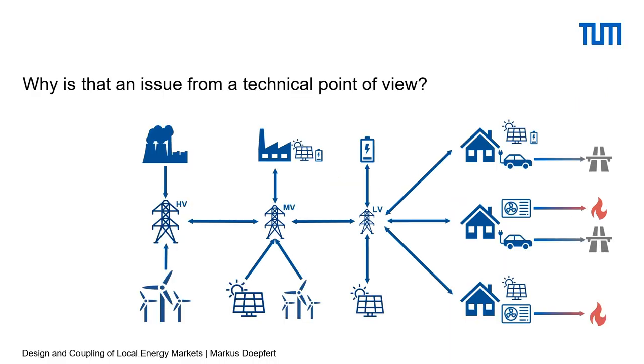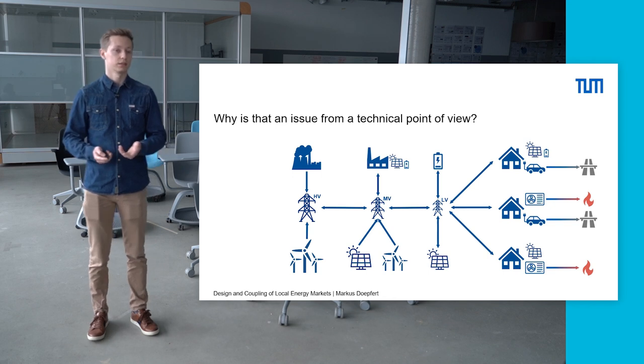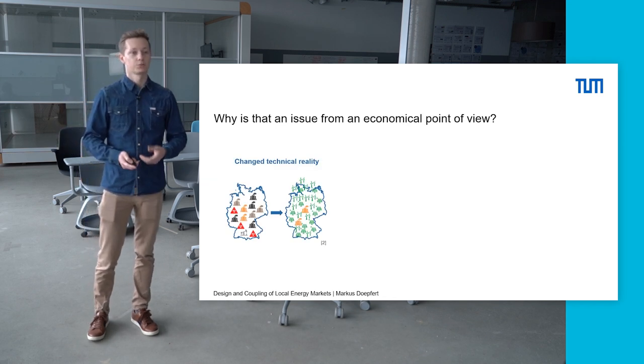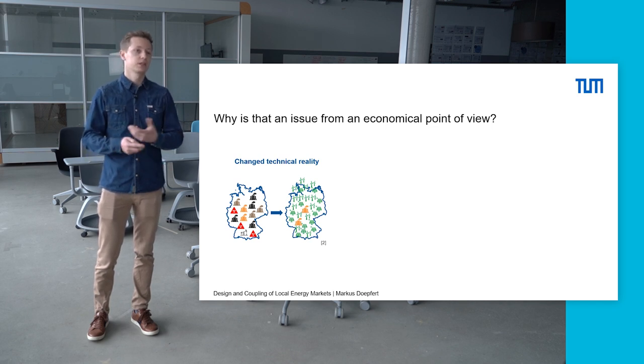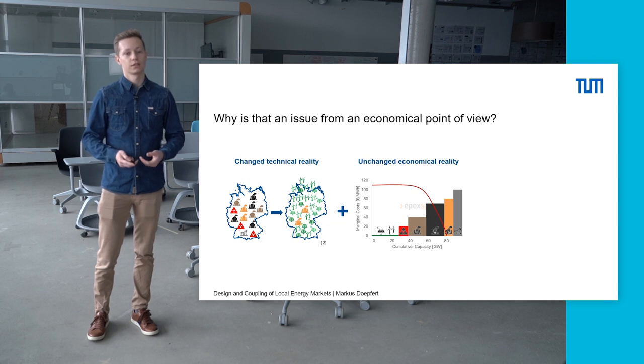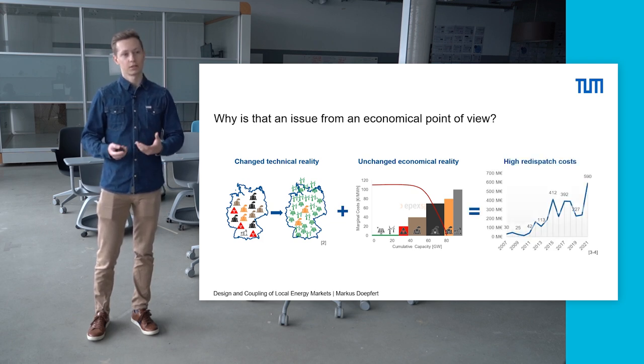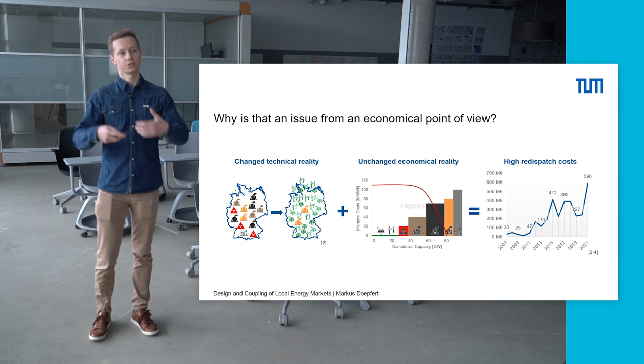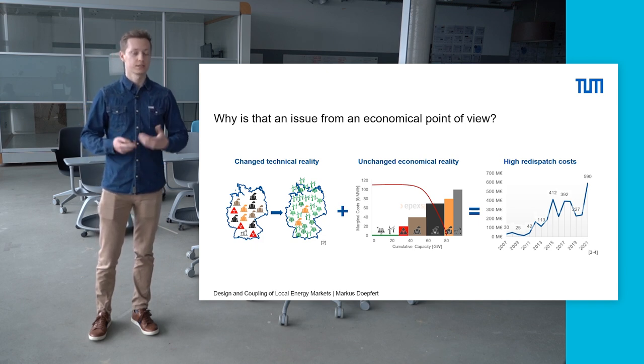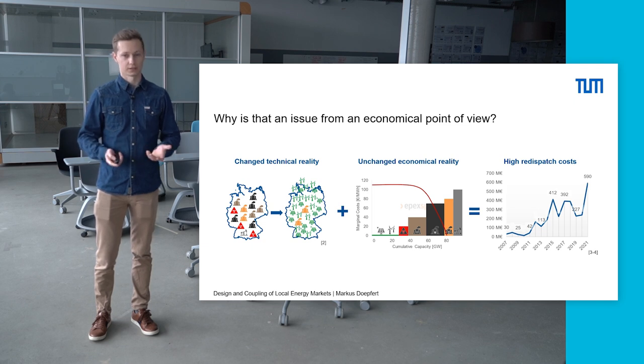And as we can see, this system is largely different from what the market design was actually based on. Now we don't have a monodirectional flow from top to bottom. We have bidirectional flows, so also low voltage can feed into medium voltage, and so on and so forth. So we have a very different technical system. And this is causing issues on the economical side, as we have that changed technical side, but we keep the market design the same, which then results in high redispatch costs. Redispatch costs are simply costs that the grid operators have to pay to stabilize the grid. So these are costs that are added to the system additionally. And in the last decade, we can see that these costs have increased significantly.